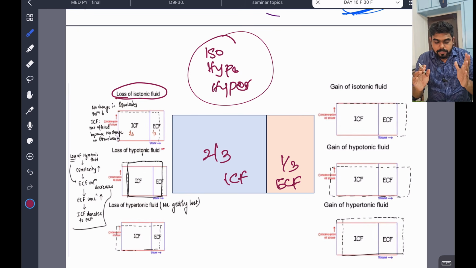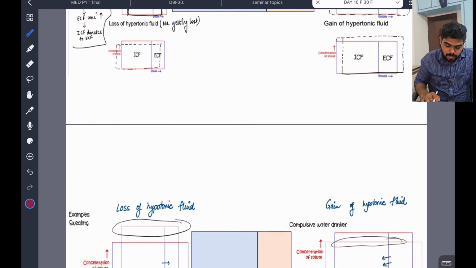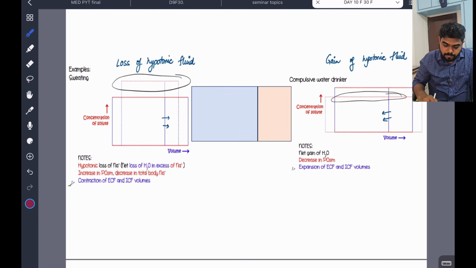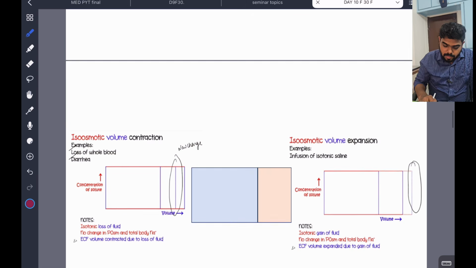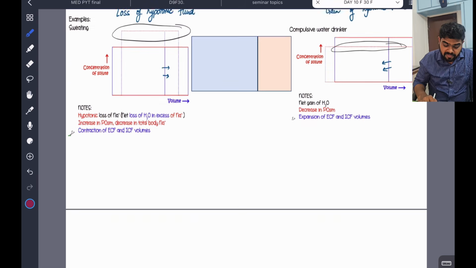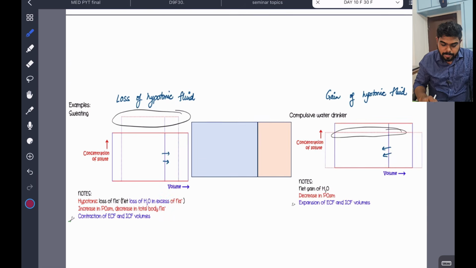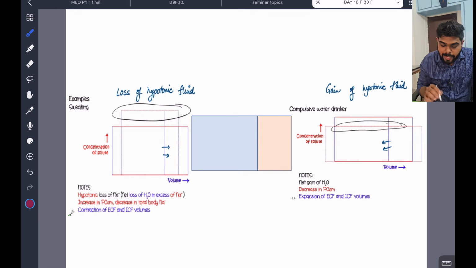So according to these laws of fluids, which may be isotonic, hypotonic, hypertonic, addition of isotonic, hypertonic, hypotonic fluid, this will shift the Darrow graph. Now we will go and see the individual ones. We will see it with the basic concepts.